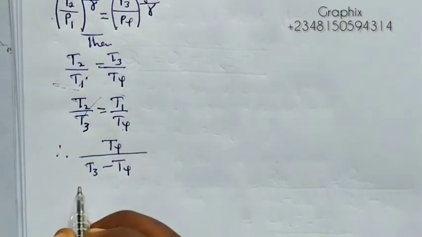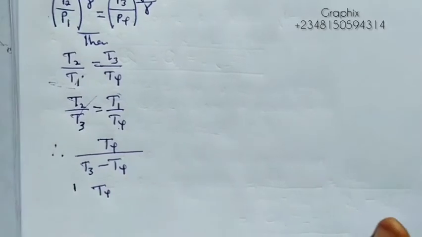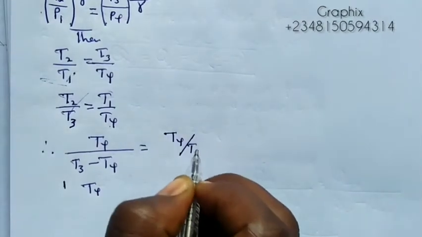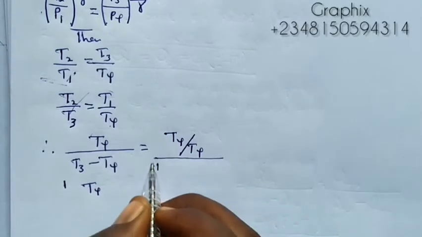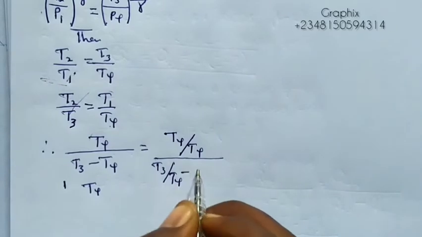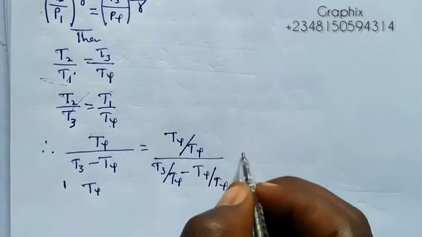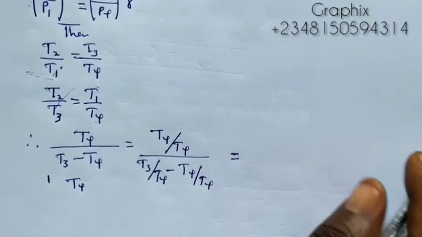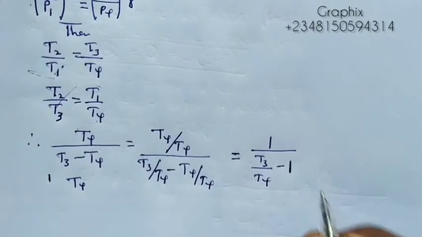So dividing up and down by T4, I'll be having T4 over T4, because I need to make this equal to 1, all over T3 over T4 minus T4 over T4. In this case, this one will become 1. So I'm going to be having 1 all over T3 over T4 minus 1, right?